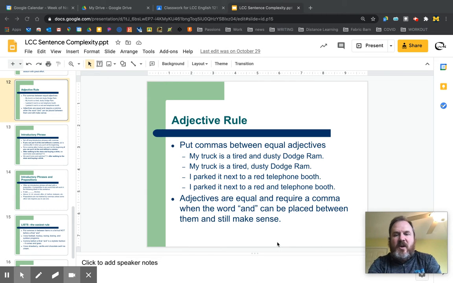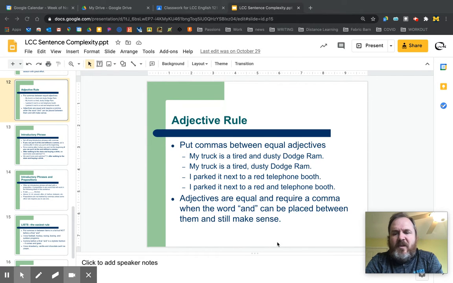Okay, this video is to go over the adjective rule and introductory phrases. So this is CNFAIL video number 4. We are working our way through this entire PowerPoint, and it's the basic expectations in terms of mechanics, but also how to add some complexities to your sentence style so it's not period, period, period, period. So this slide number 12 talks about the adjective rule.